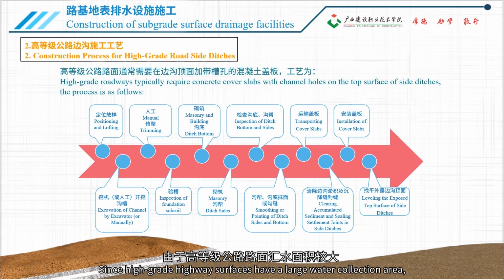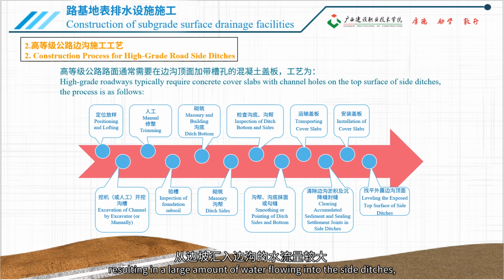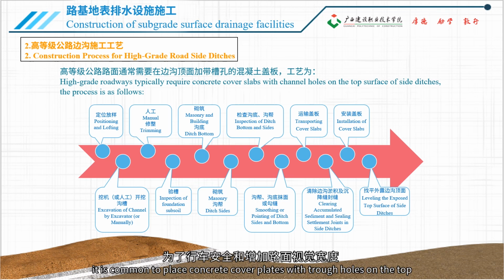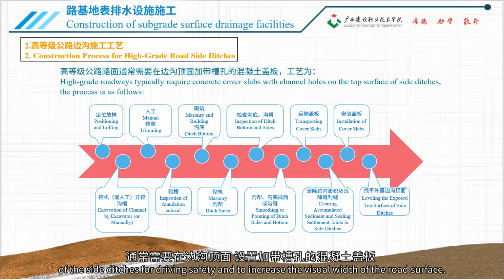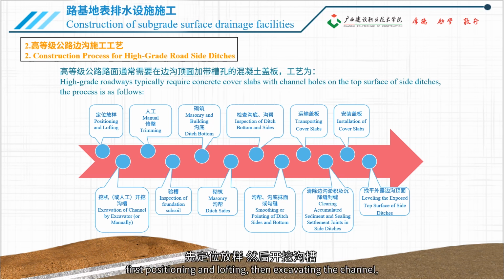Since high-grade highway surfaces have a large water collection area, and the excavation side slopes are both high and long, resulting in a large amount of water flowing into the side ditches, it is common to place concrete cover plates with chop holes on the top of the side ditches for driving safety and to increase the visual width of the road surface.